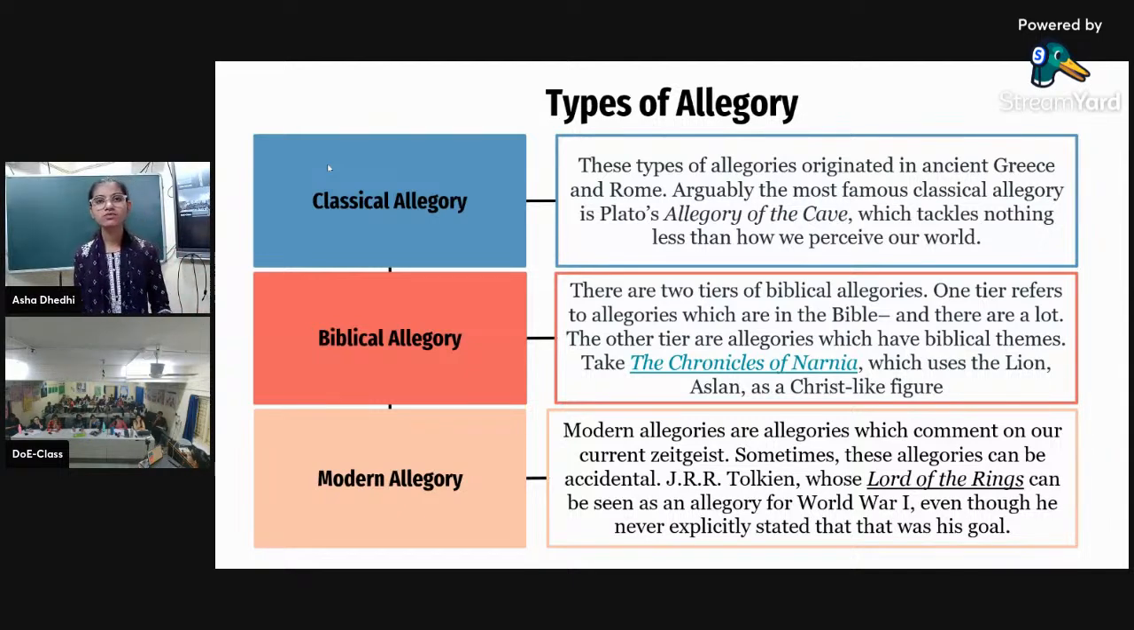And the last one is modern allegory, which is written recently. Modern allegories are allegories which comment on our current zeitgeist. So within modern allegory, we find certain current scenarios or current happenings of the world. It can be a social event, political event, or cultural event. The best example is J.R.R. Tolkien's The Lord of the Rings. So it can be considered a modern allegory.